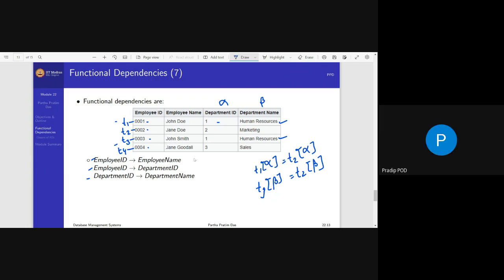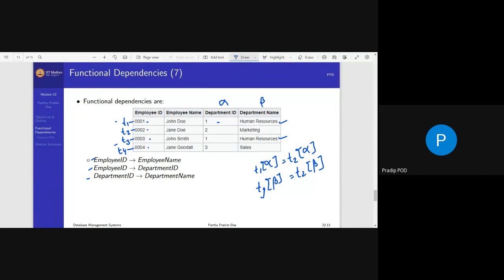Yeah. So you can say exactly it is similar to a function. Every time you can see, suppose department ID is alpha and department name is your beta. So you can think of alpha to beta as f of x, right?